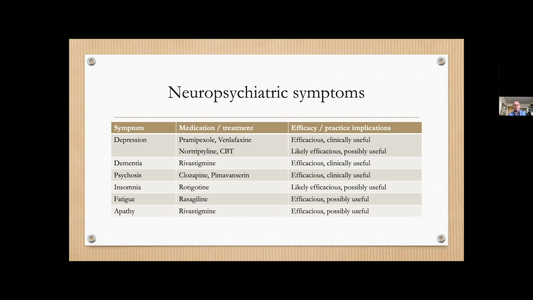Clozapine is challenging to persuade the psychiatrist to use because it requires careful monitoring. So some of us get a bit more used to using olanzapine and other atypical antipsychotics. For insomnia, there's some evidence that rotigotine helps in terms of overnight sleep, but it's a bit limited. And the evidence for treating fatigue and apathy is a bit dubious too.